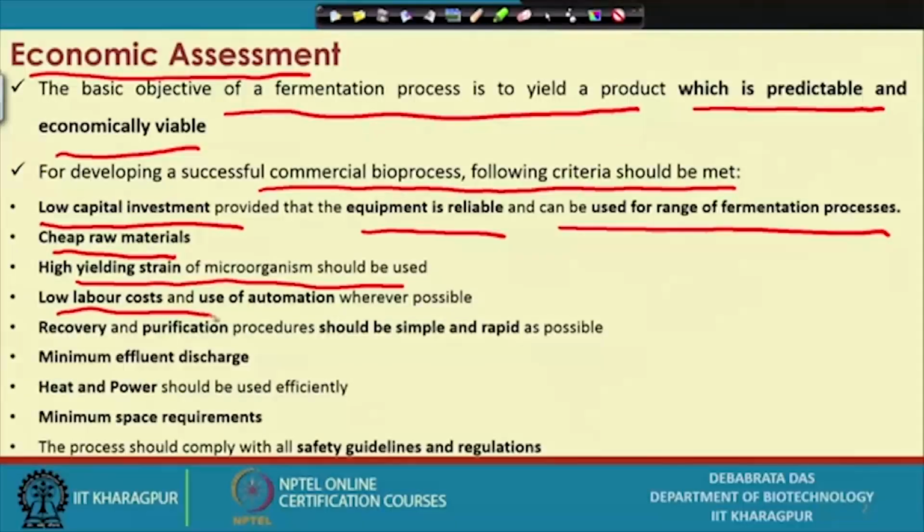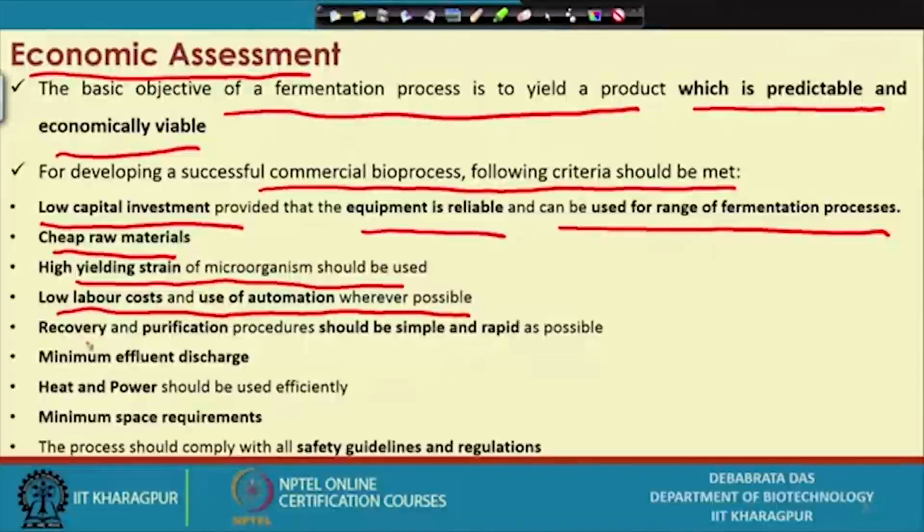Low labor cost and use of automation whenever possible. I told you that the batch process is very easy to operate, and we don't require much skill for the operation of the batch process. But what is the disadvantage of the batch process? The yield and productivity are very low as compared to the continuous process. So, we always look for a continuous process. In the continuous process, our productivity is very high, and not only is our productivity very high, but also the manpower requirement is drastically reduced.